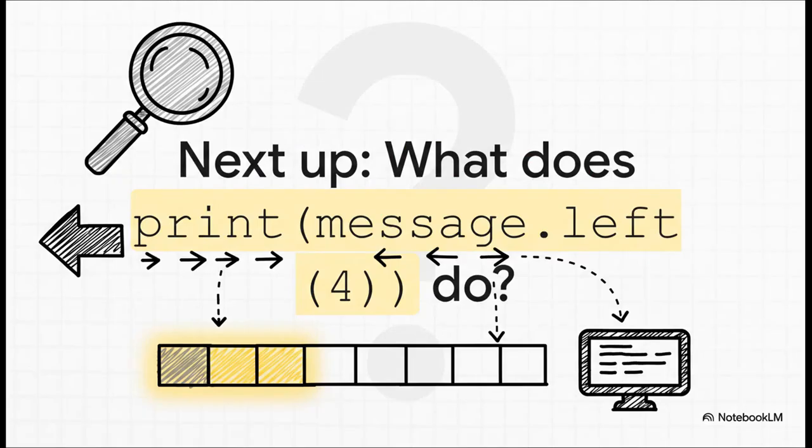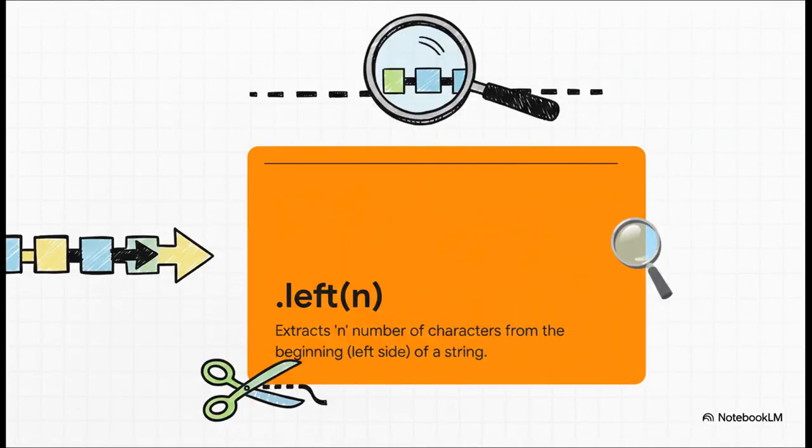Next up, print message.left(4). Again, the name is a huge hint. We're looking at the left side of the string and that little number 4. Well, that's telling us everything we need to know. Think of .left(n) like a slicer. It just chops off a piece from the beginning of the string. The n tells it how many characters to slice. So for us, n is 4.